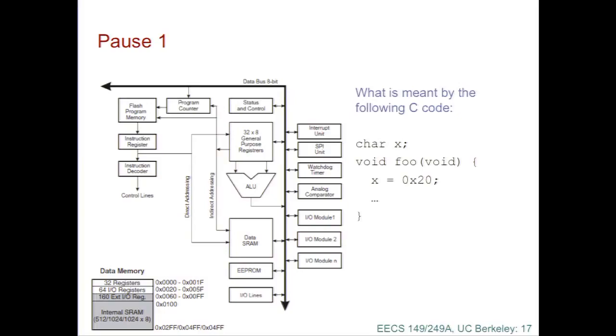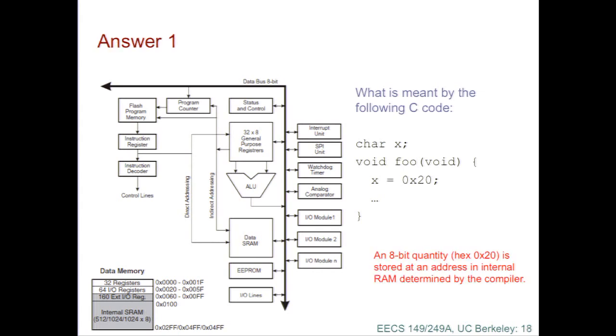Okay, so the first question is what is meant by the following C code, and it doesn't say a lot, right? But what is meant by it is that the compiler is going to allocate a static location to store 8 bits, okay? And when the foo procedure is invoked, we will write the 8-bit quantity hex 20 into that memory location. That's what that means, okay? So an 8-bit quantity, hex 0x20, is stored at an address in internal RAM determined by the compiler.